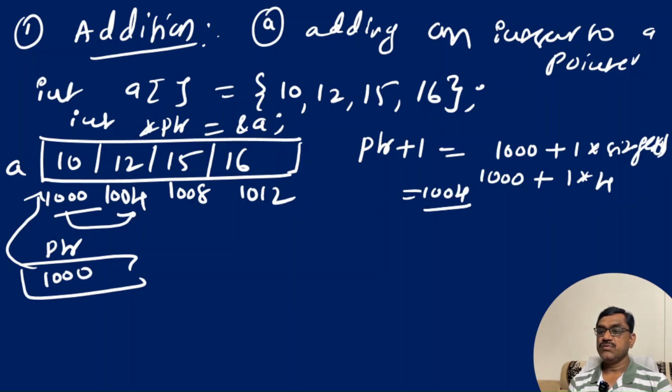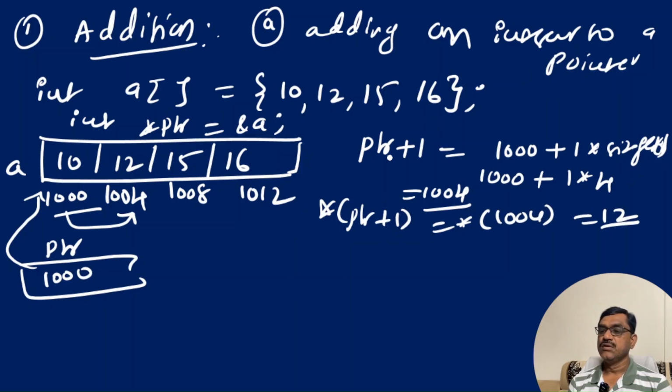We are moving from here to here. So ptr plus 1 does not mean adding 1 to 1000; we do not get 1001. We move to the next location, that is the address 1004, whose value is 12. That is the logic. So how do we access this element 12? By saying star of ptr plus 1. That means we get star of 1004, and the value we get is 12. So this is about adding an integer to a pointer.